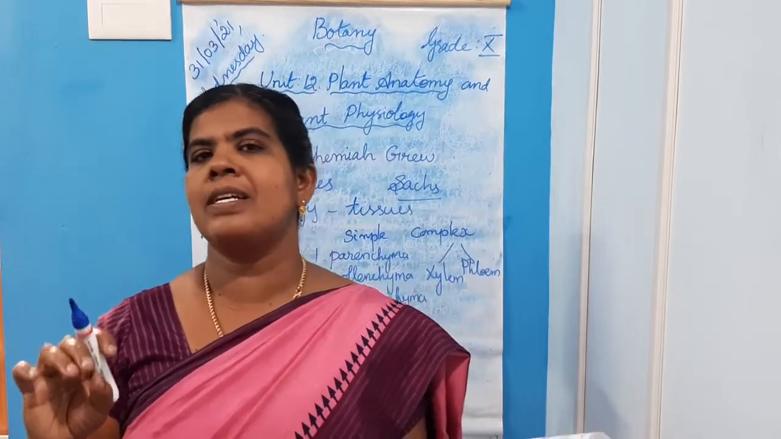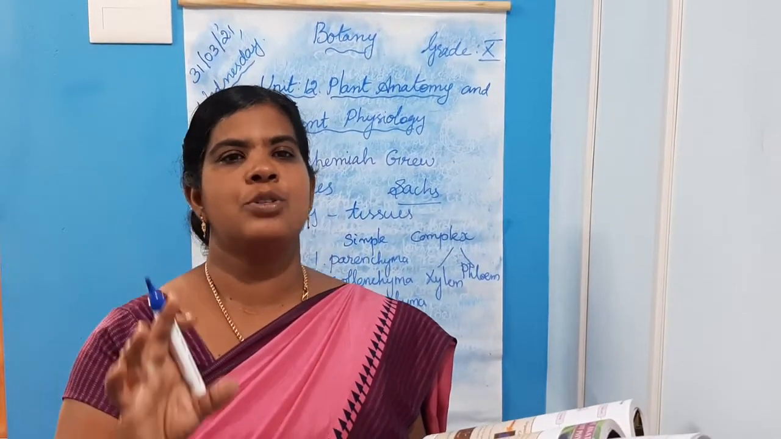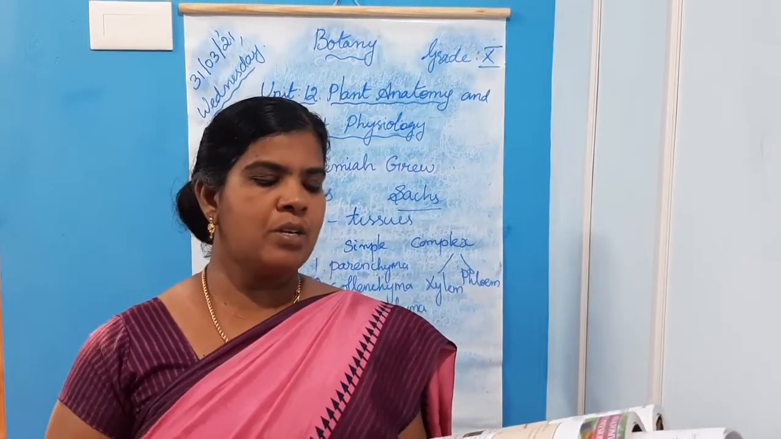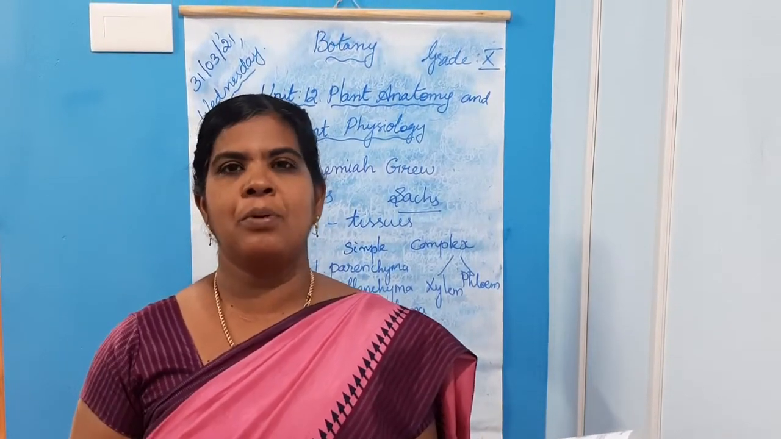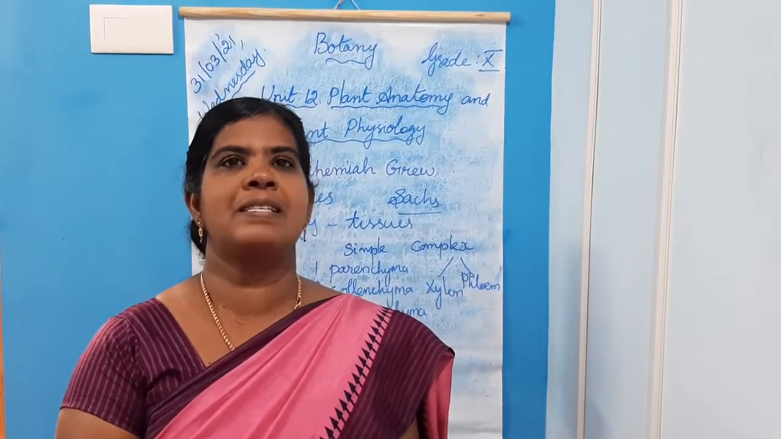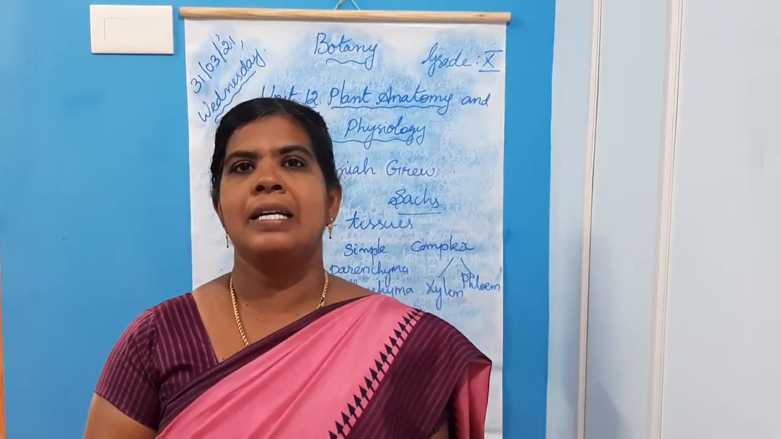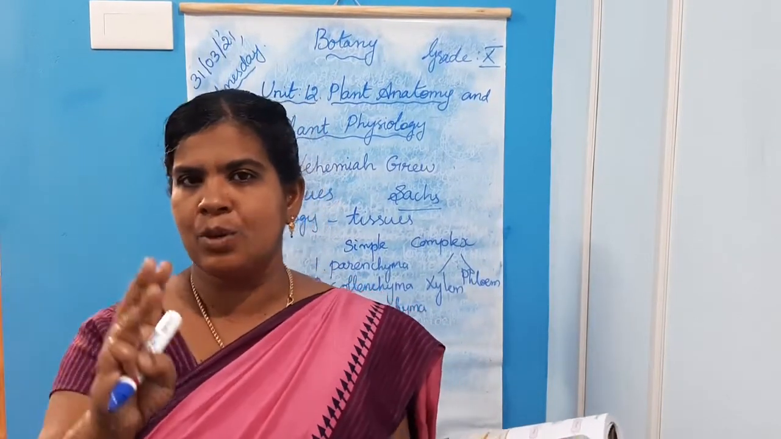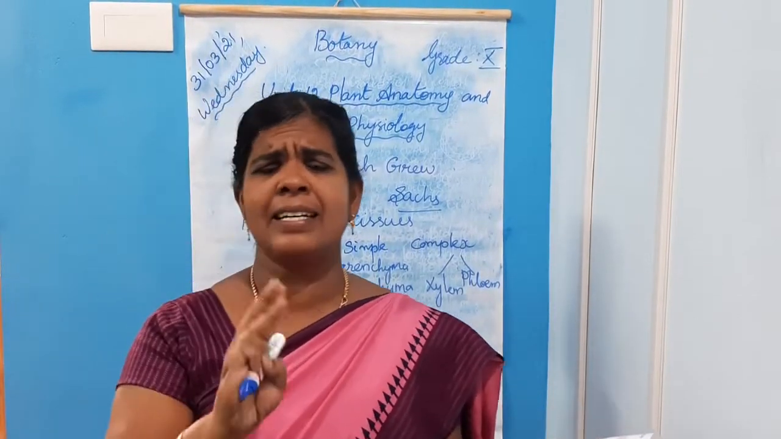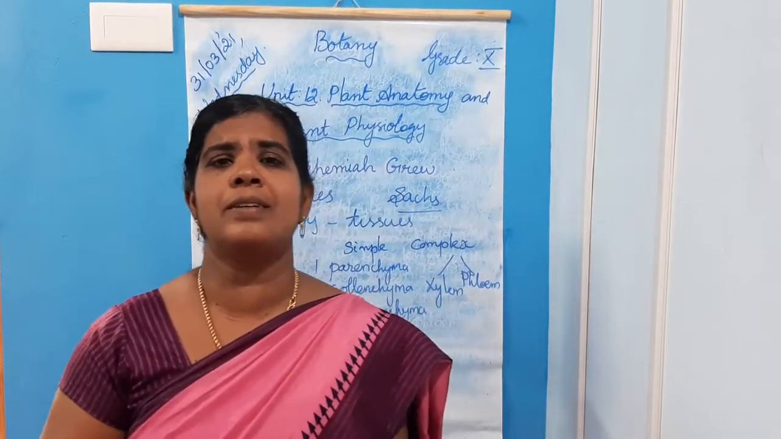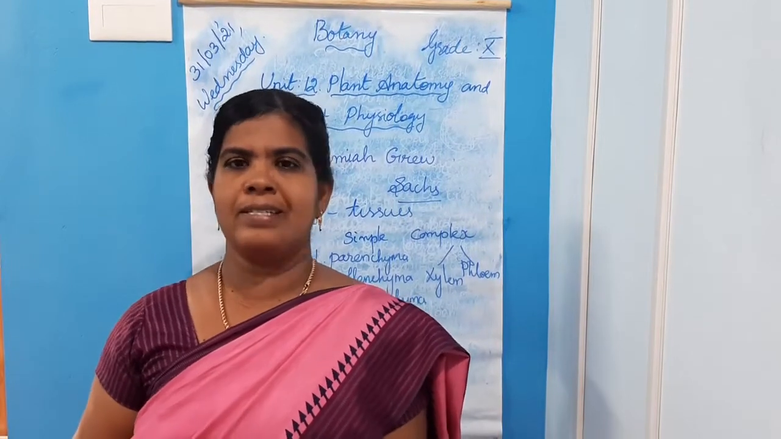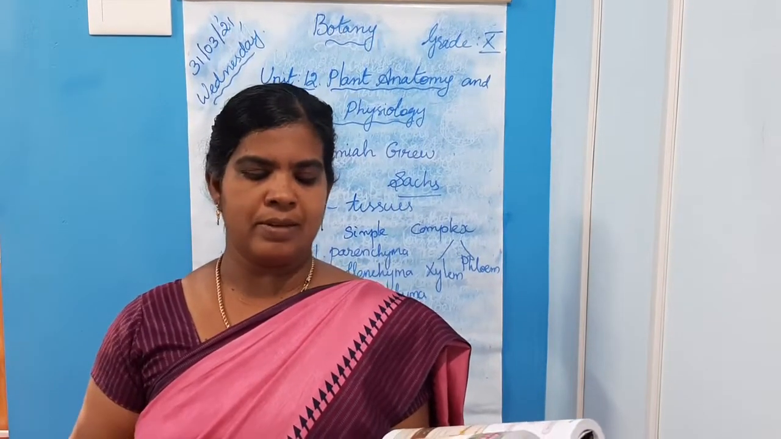Okay, one of the one-word answers. Who classified the tissue system? Sachs. Now, which is the outer layer of stem? That is epidermis. So there are three types of tissue system recognized by Sachs: epidermal tissue system, ground tissue system and vascular tissue system.